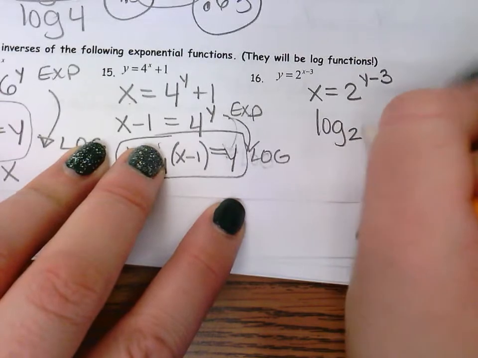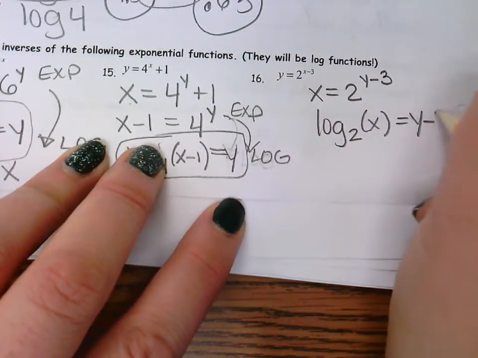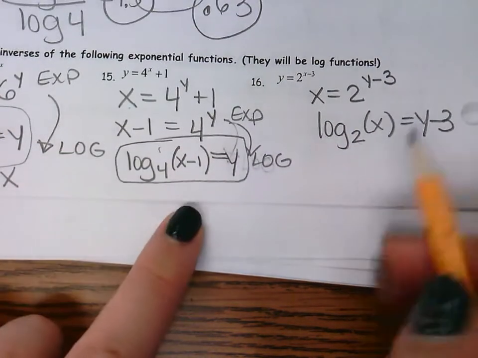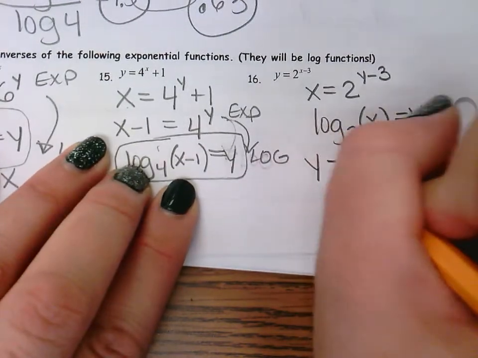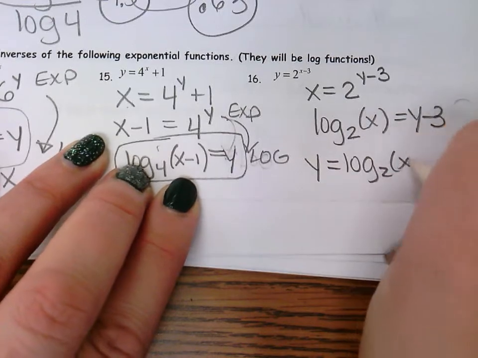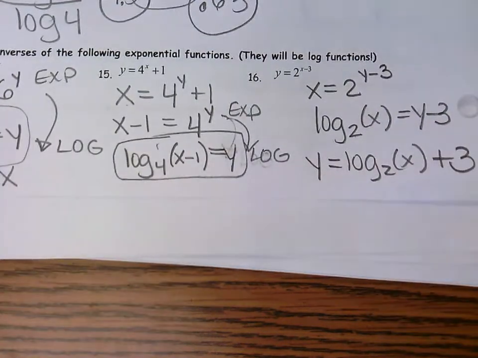Log base 2 of x equals y minus 3. Right? Because 2 raised to the y minus 3 power equals x. So y equals log base 2 of x plus 3 to get the 3 to the other side at the end.